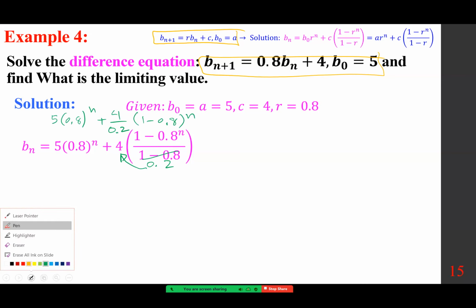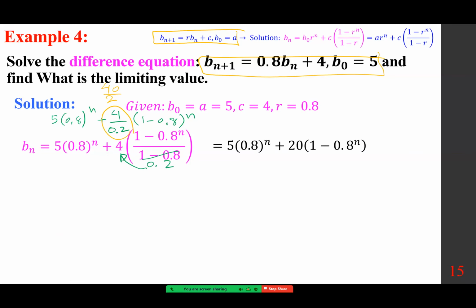This part is the same as 4 divided by 0.2, which makes it 20. Now this part you can treat it as x, if you will. So when we distribute, we get 5x plus 20 minus 20x. Again, let me just write that in case so you can assume this is x, if it makes it easier to see that.